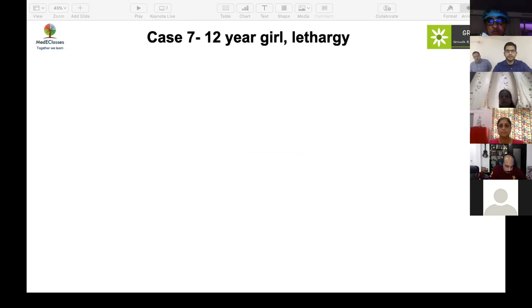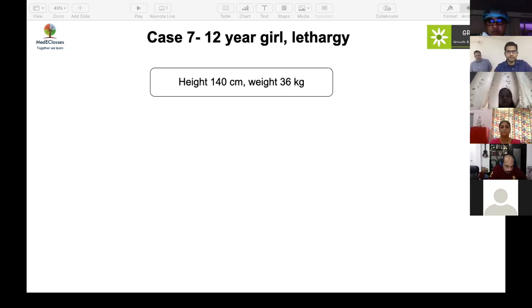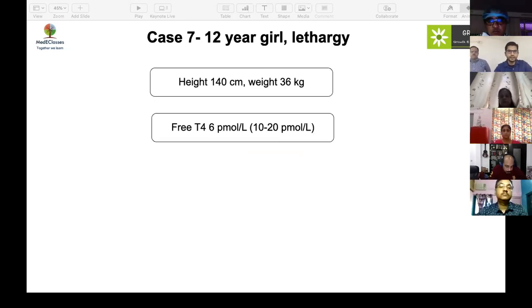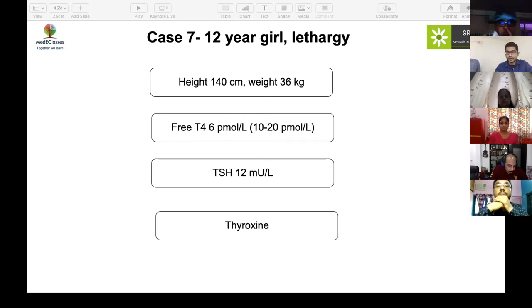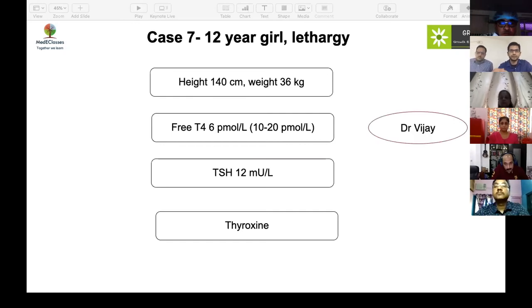Here we have a 12-year-old girl who's come with complaints of lethargy. She's 140 centimeters and 36 kgs. Here we see that the FT4 is low at 6, and the TSH is not raised. It is just 12. This child was seen in outside practice, was started on thyroxine looking at this, and nothing else was done. So what would be the further plan?